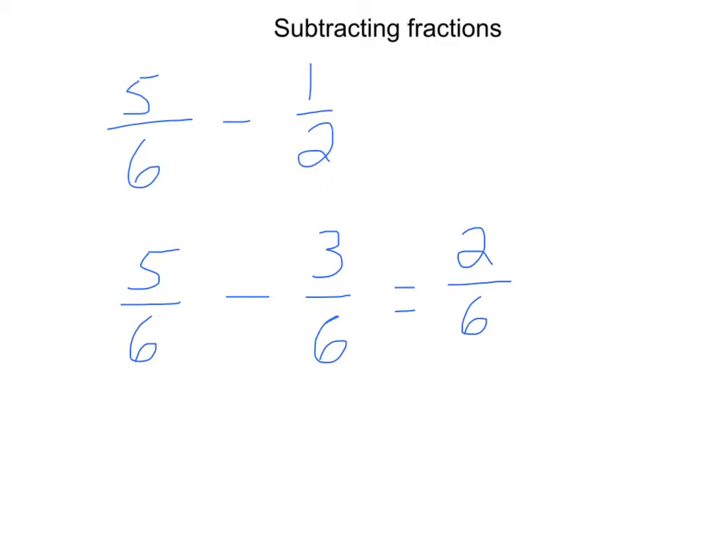However, we're not quite done. We always want to leave our fraction in lowest terms. And since 2 and 6 are both even, we know that we can reduce that by dividing both the numerator and the denominator by 2 to get 1/3. So our answer for 5/6 minus 1/2 is 1/3.